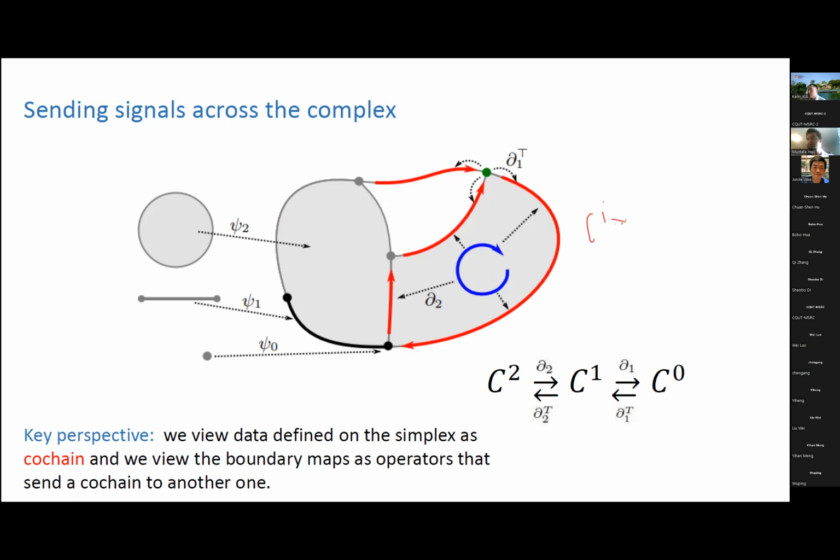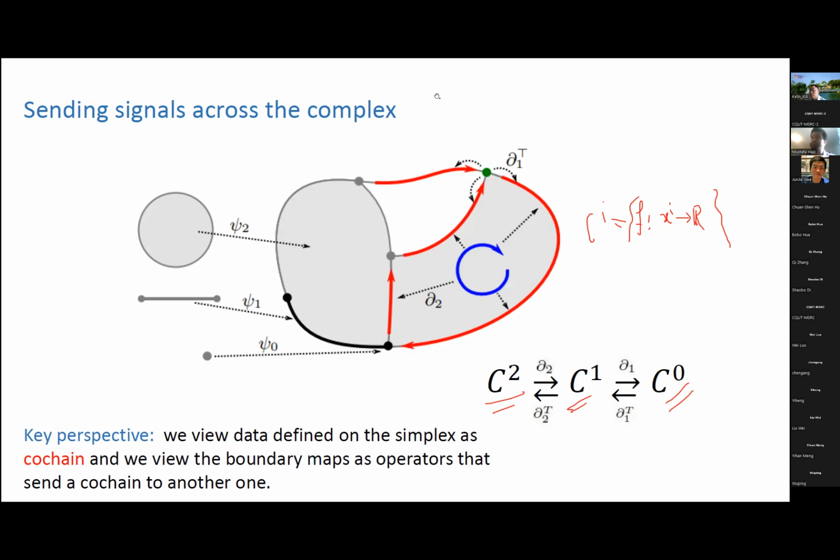C^i is all the simplices, or the cells, that have dimension i, and it is all the functions supported on these, that go from the i-cells to some R. So this one here represents data supported on the faces. This one represents data supported on the edges, and this one represents data supported on the vertices.